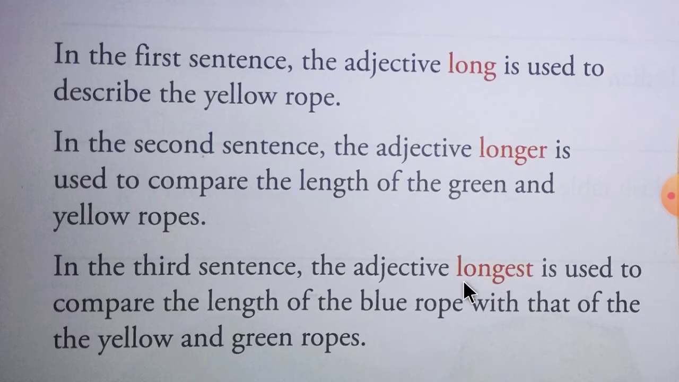In the first sentence, the adjective long is used to describe the yellow rope. In the second sentence, the adjective longer is used to compare the length of the green and yellow ropes.